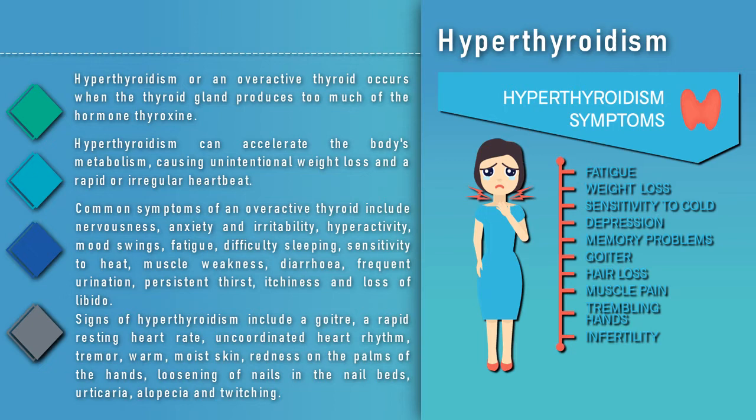Common symptoms of an overactive thyroid include nervousness, anxiety and irritability, hyperactivity, mood swings, fatigue, difficulty sleeping, sensitivity to heat, muscle weakness, diarrhea, frequent urination, persistent thirst, itchiness, and loss of libido. Signs of hyperthyroidism include a goiter, a rapid resting heart rate, uncoordinated heart rhythm, tremor, warm moist skin, redness of the palms of the hands, loosening of nails in the nail beds, urticaria, alopecia, and twitching.